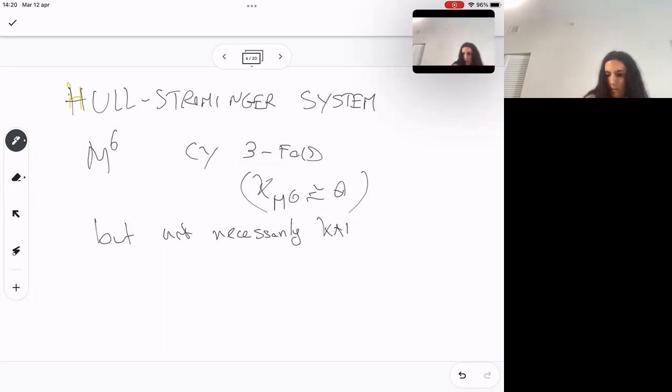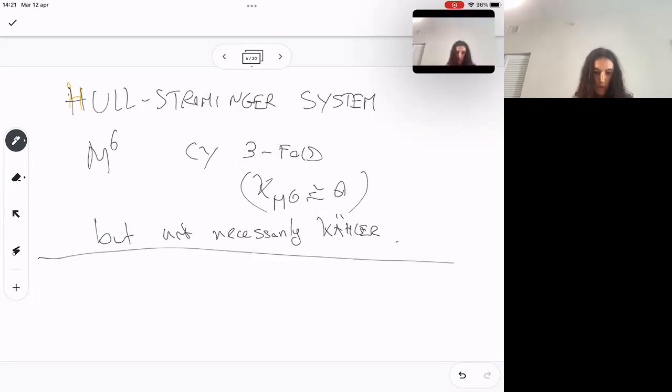Okay, so now let's see which type of complex geometry we have. So we formulate the equations for the Hull-Strominger system.